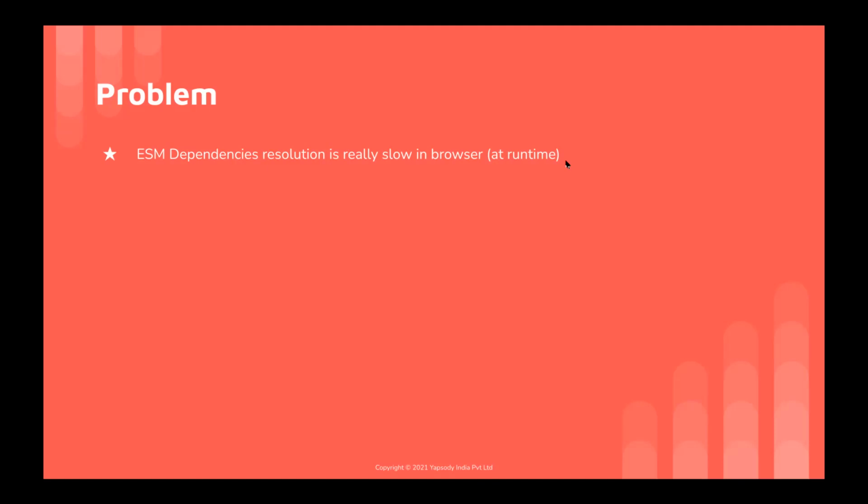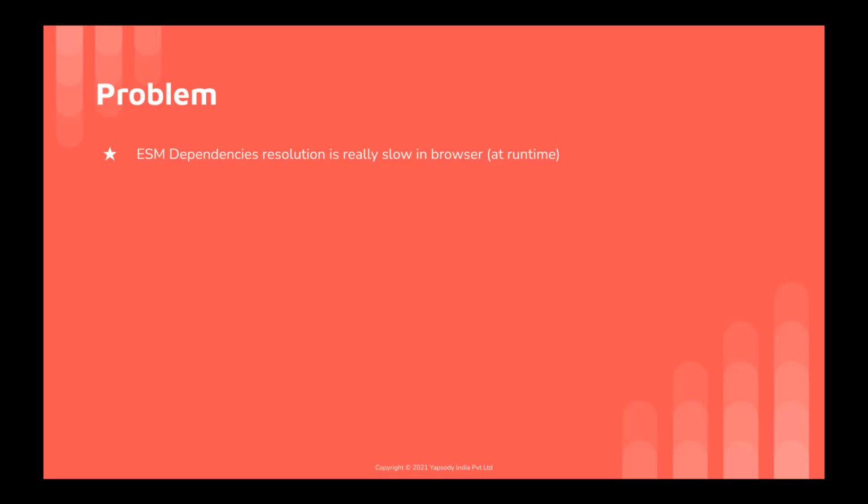So like ESM dependency resolution, what is dependency resolution? If you have an index.js and you import React and you also import Lodash, and you also import something from your code, let's say dashboard, and dashboard also imports something else. There is a dependency. The browser has to create this dependency graph before it even starts your website. It has to go through each and every dependency and import its code, and then it shows you the screen.